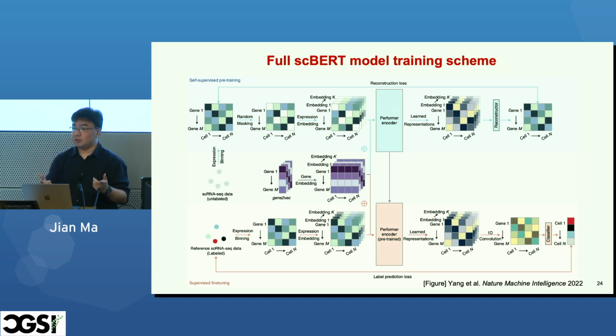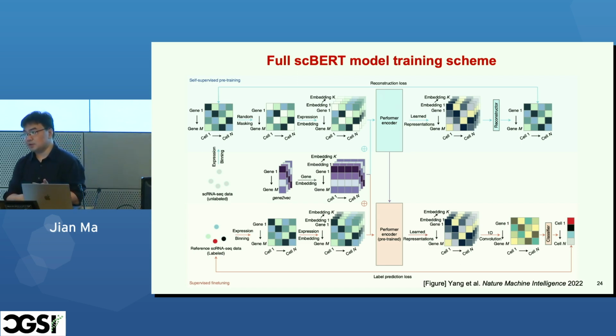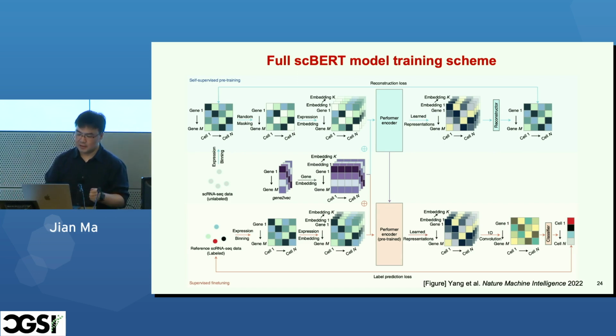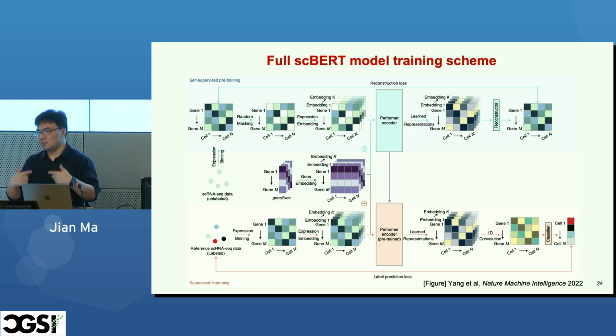And once you have the pre-trained model, you can fine-tune it for different tasks. For example, cell type classification. If I give you a single cell with its gene expression, can you tell me which cell type this cell belongs to? This is a common task in single-cell analysis, and you can also fine-tune this model to achieve that.